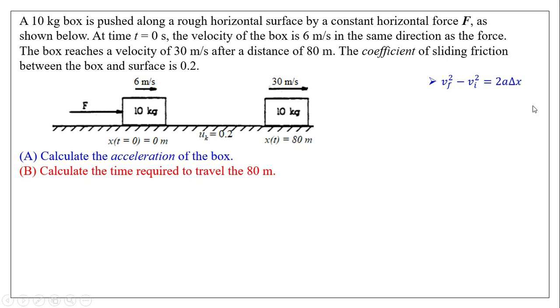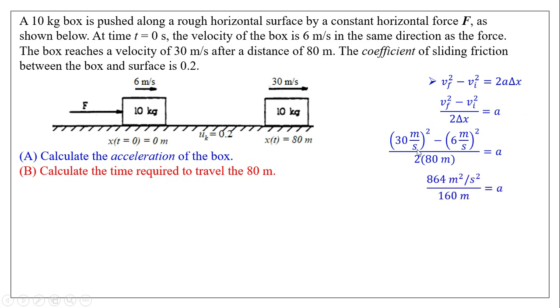Okay. In order to solve for a, I need to get rid of the 2 and the delta x by dividing both sides by 2 and delta x at the same time, which means a equals Vf squared minus Vi squared all over 2 delta x. I know Vf is 30, I know Vi is 6, I know delta x is 80, so I'm just going to plug those in. So you'd have 30 squared minus 6 squared, divided by 2 times 80. So the work is on the screen here.